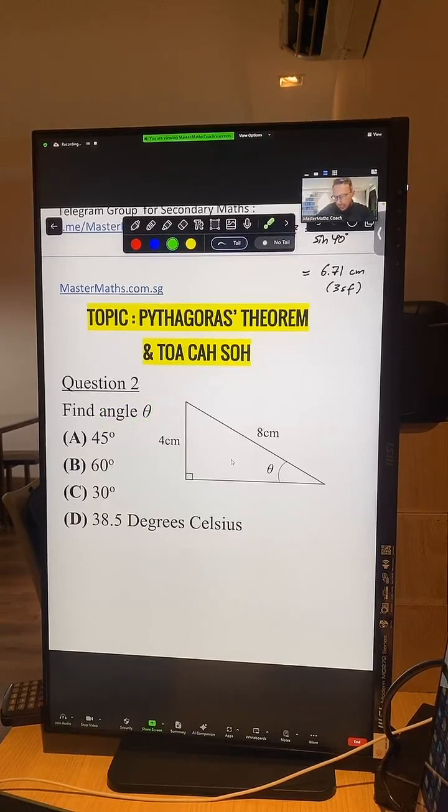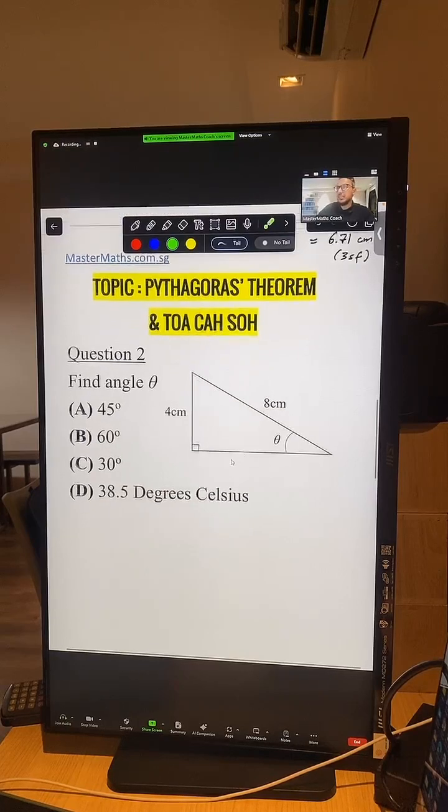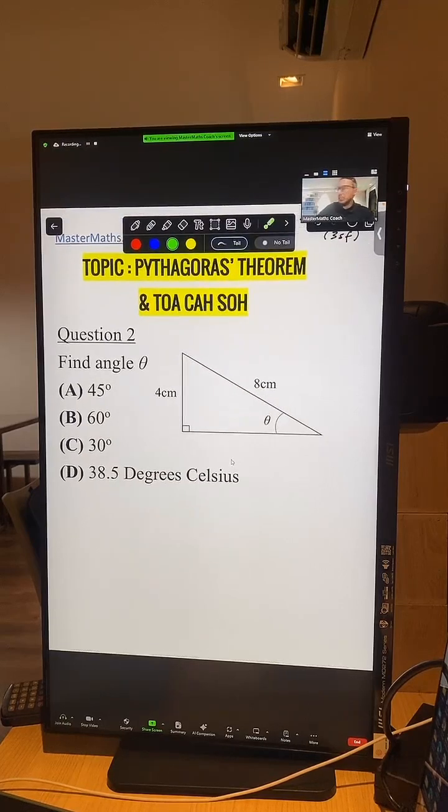Guys, degree Celsius is for temperature. So I hope none of you choose D as the answer. Guys, A, B, C or D? Can you all give me some answers? You all think the answer is A, B, C or D? Come on, you have to use your TOA CAH SOH to solve this.